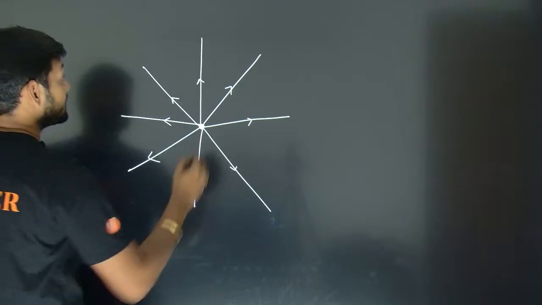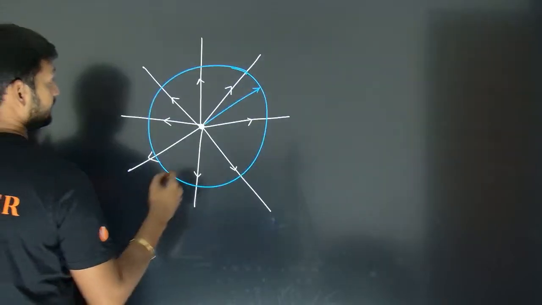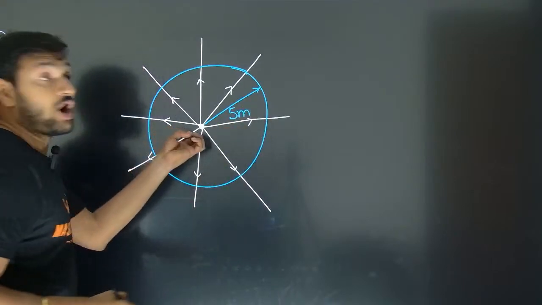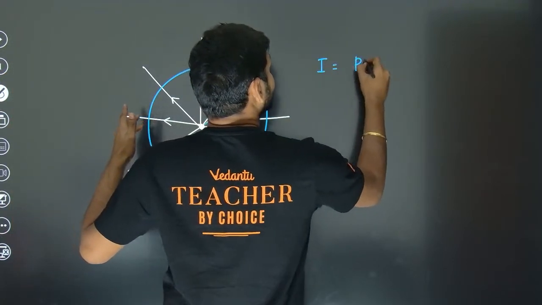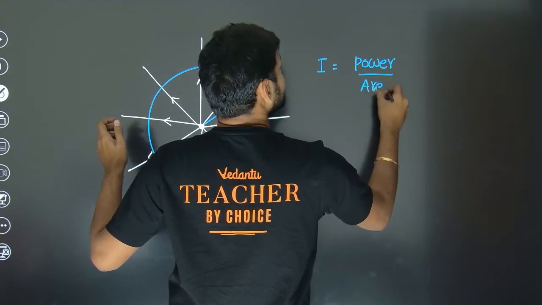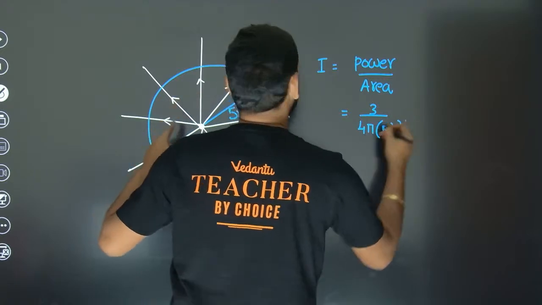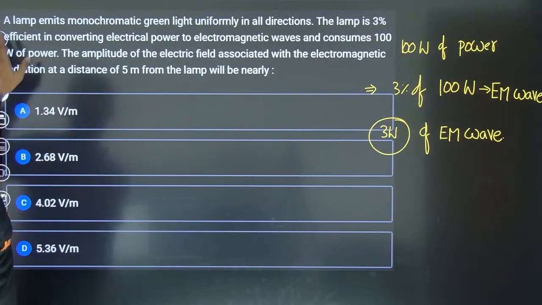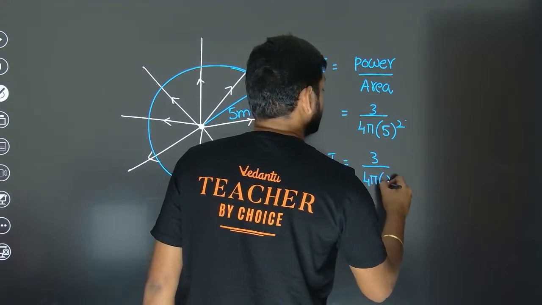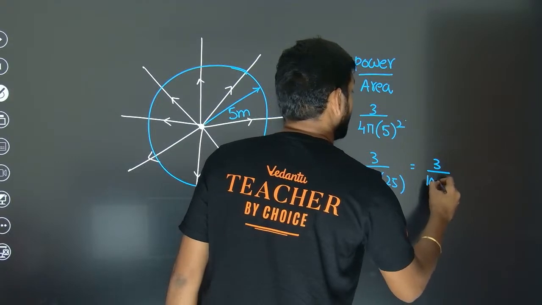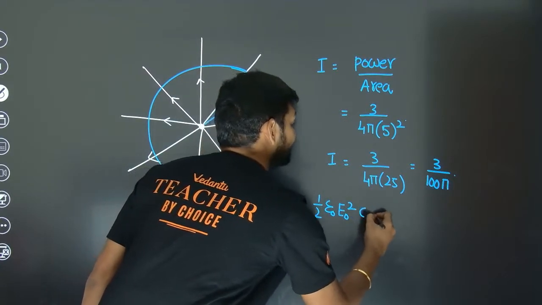Now I want it at a distance of 5 meter. I know how much power this is sending in the form of light. So the intensity is going to be the power divided by the area on which the power is going to fall. How much power? 3 watts. What is the area? 4 pi 5 square, because it falls on a spherical surface and it is 5 meters. So we have the intensity to be 3 by 4 pi into 25, so it is 3 by 100 pi. But that intensity is half epsilon naught E naught square into C.